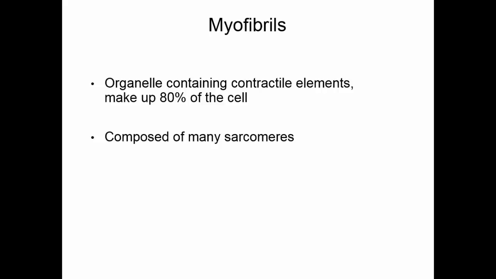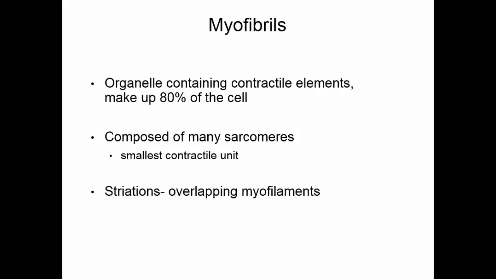Each myofibril is composed of many contractile units known as sarcomeres. The sarcomere is the smallest contractile unit of the muscle cell. The skeletal muscle cells appear to have striations. This is because of the overlapping of the myofilaments. The myofilaments are the cytoskeletal elements that are packed into the myofibrils. The striations will have the A bands, which are the darker colored areas, and the I bands, which are the lighter colored areas.